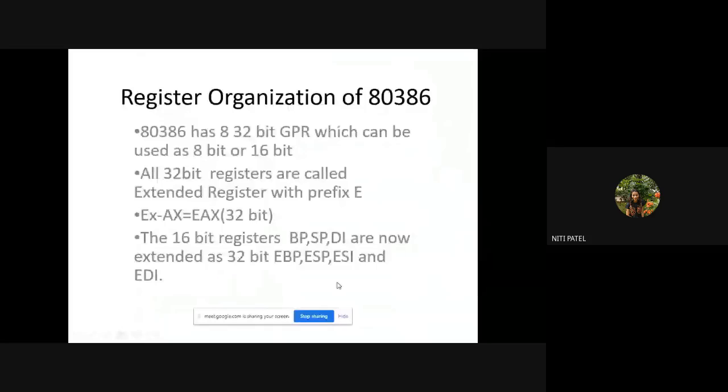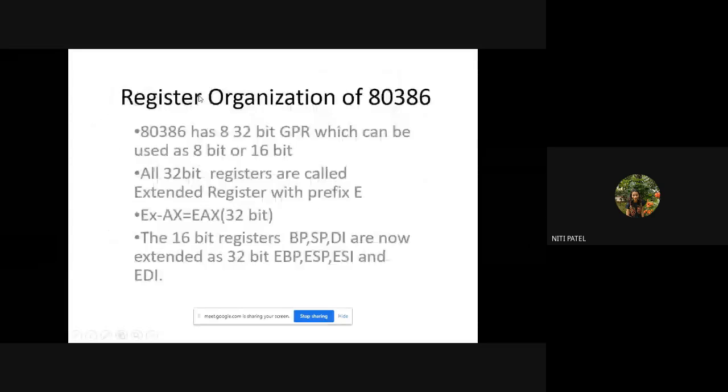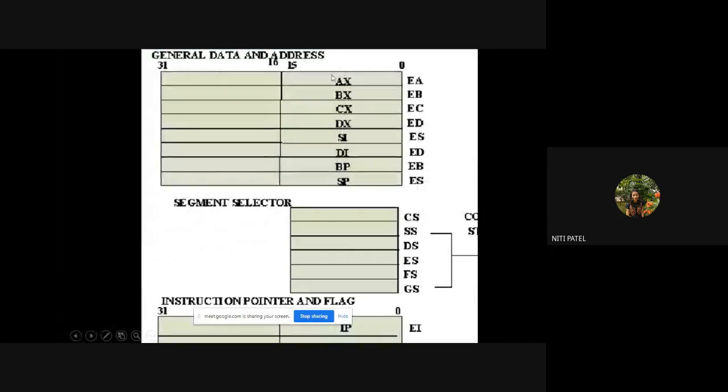Yes or no? Okay, so everything which was 16 bit in 8086 is now extended and renamed as the extended version, and the bits are changed from 16 bits to 32 bits. Okay, so now AX represents the lower 16 bits of the 32-bit register EAX. In the diagram you can see over here, this AX is the lower bytes of the extended 32 bits.